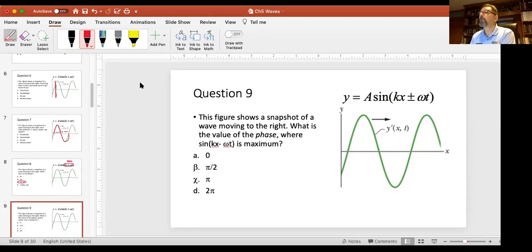Let's move to 9 and launch that. A little bit of math here.